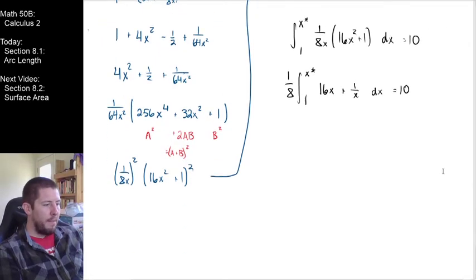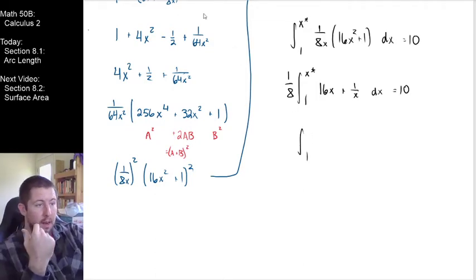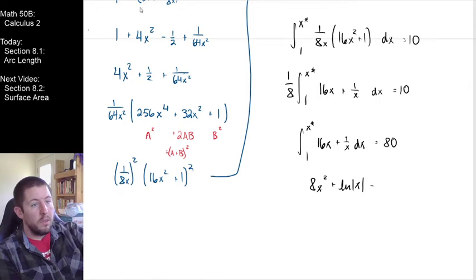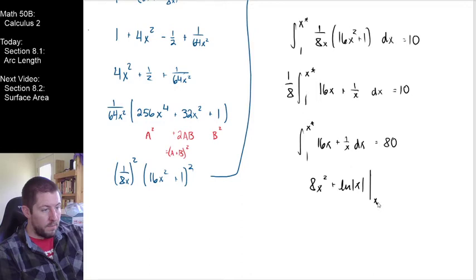I think I'm going to multiply both sides by 8 to get 80 on the right over here. And then I'm integrating, right? I don't even know why I'm writing this out as its own whole line. It looks like I'm going to be getting 8x squared plus the natural log of x, evaluated from x equals 1 to x equals x star, equals 80.